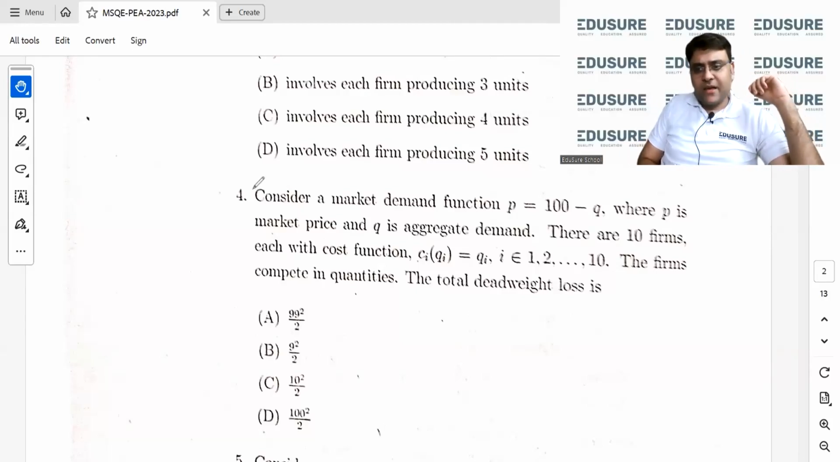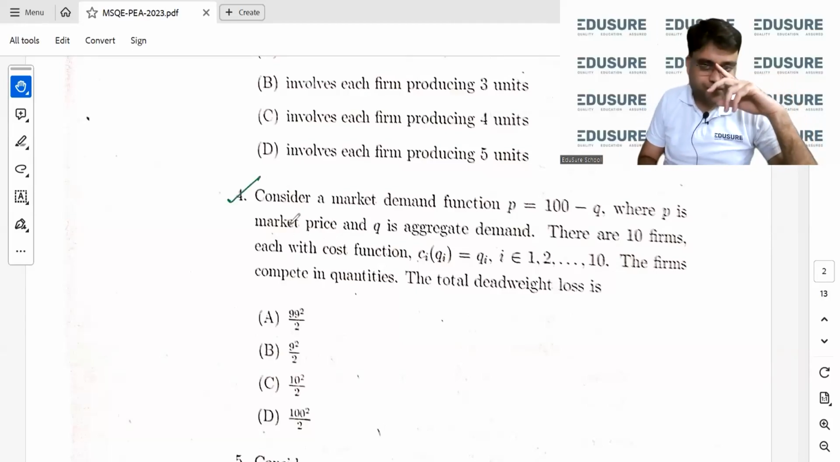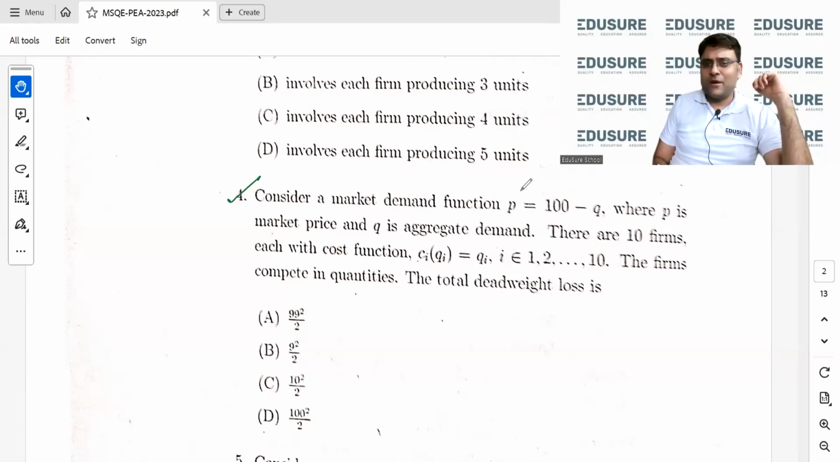ISI 2023 PA question number 4. Again, the market demand function is the same that we had in question number 3: P = 100 minus Q, where P is the market price and Q is the aggregate demand. There are 10 firms now. Cost function is as given. The firms compete in quantities. What is the total deadweight loss?